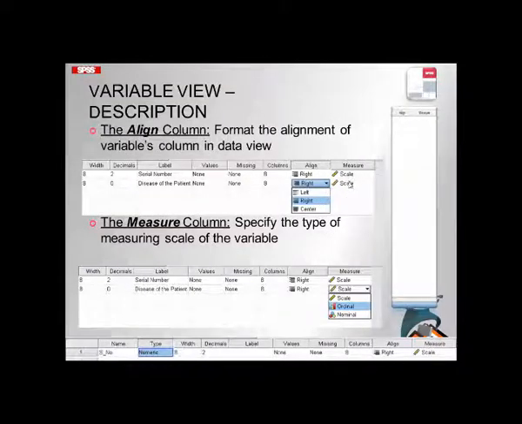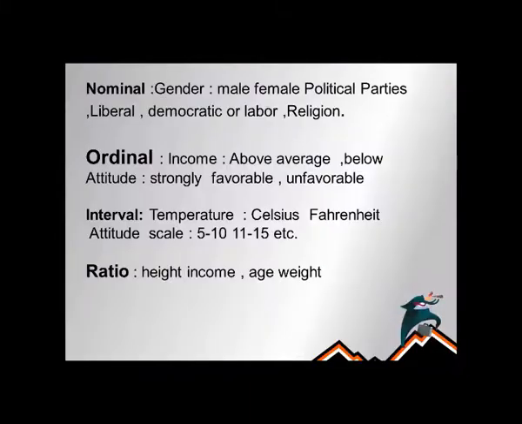And interval, there is also in the latest version an option of scale, along with interval and ratio. For suppose if we have an interval, we can select the interval and we place this type of data: temperature, Celsius, Fahrenheit, attitude scale, for example 5 to 10 or etc. In ratio we will place the height, income, age, weight. So this type of data can be selected according to these given options.